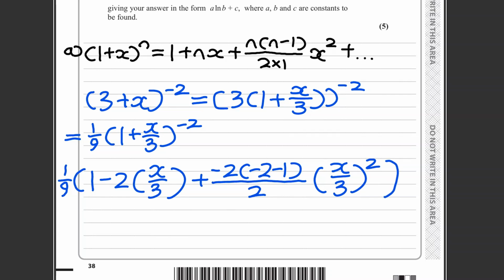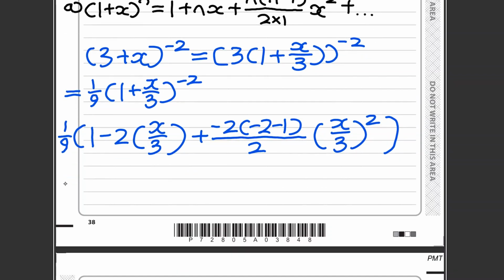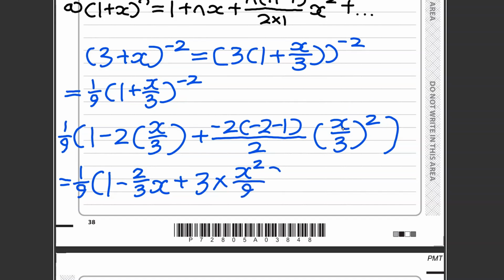Remember, this entire thing is multiplied by 1 over 9, so we can simplify this. We still have this 1 over 9 at the front, we're still going to have this 1, and then minus 2 multiplied by x over 3 is going to be minus 2 over 3x. Then this is plus, so minus 2 times minus 2 minus 1, so this is going to be minus 3, it's going to be minus 2 times minus 3, which is 6, and then 6 divided by 2 is going to be 3, and then this is multiplied by x over 3 squared, so this is going to be x squared over 9.